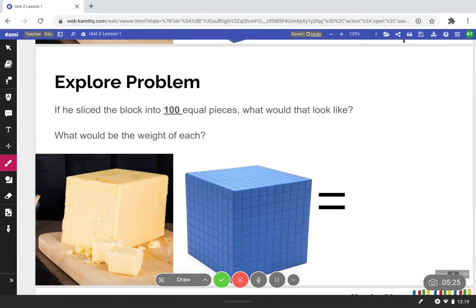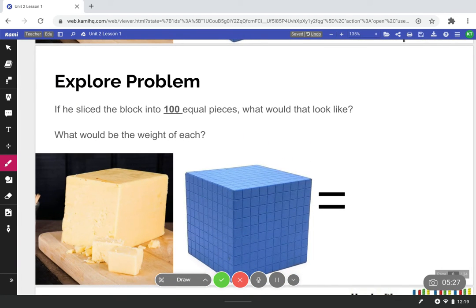Okay, so now let's do, if I made 100 equal pieces, what would that look like? If Ben, I'm sorry, not me, this is Ben's party, not my party. Ben is slicing the cheese. Ben sliced 100 equal pieces. What would that look like? So we are taking this 1 pound block. This entire block is 1 pound. And we are dividing it into 100 pieces.